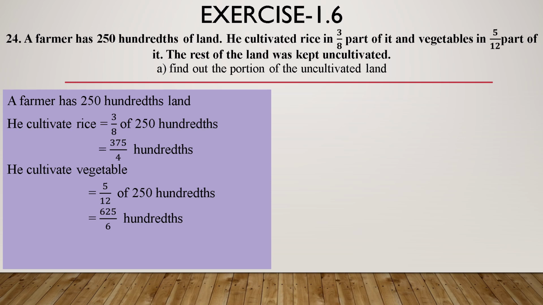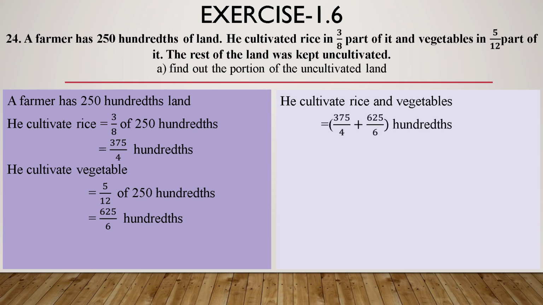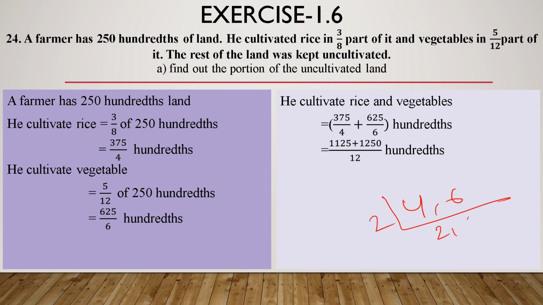Now we have to find out the portion of uncultivated land. So we will add together what he cultivated, rice and vegetables, that would be 375 by 4 plus 625 by 6, and if we do the LCM of 4 and 6, that will be 12. And how can we get this? You can see, my dear, 4 and 6, if we do the LCM, 2 twos are 4, 3 twos are 6, and 2 multiplied by 2 multiplied by 3 would be 12. So this is the LCM of 4 and 6.